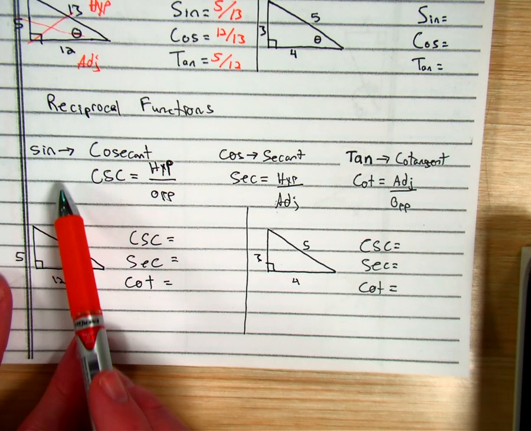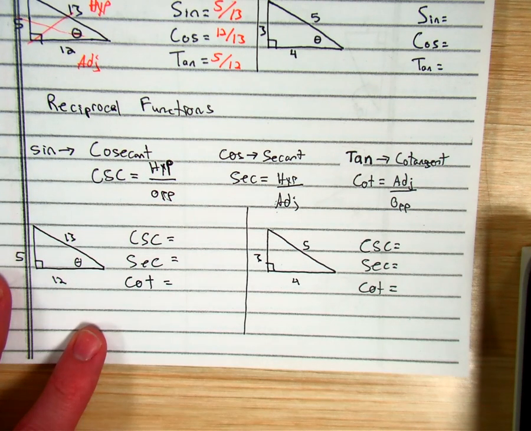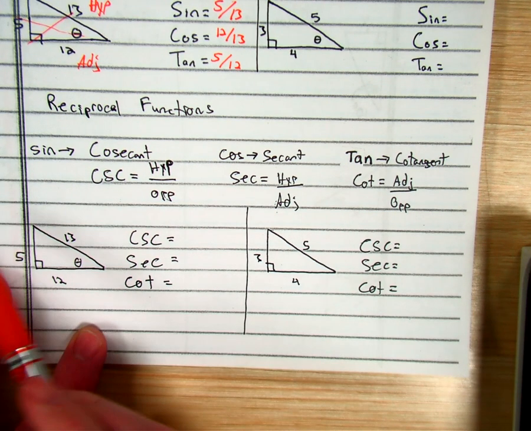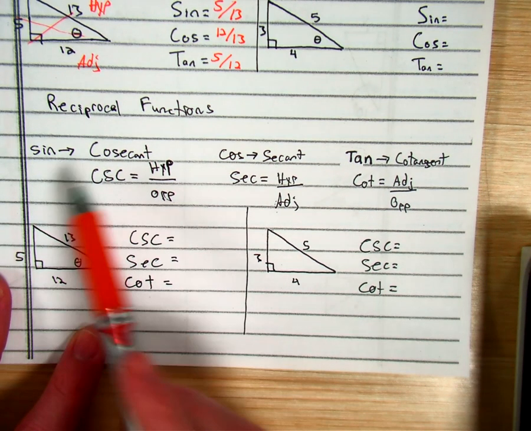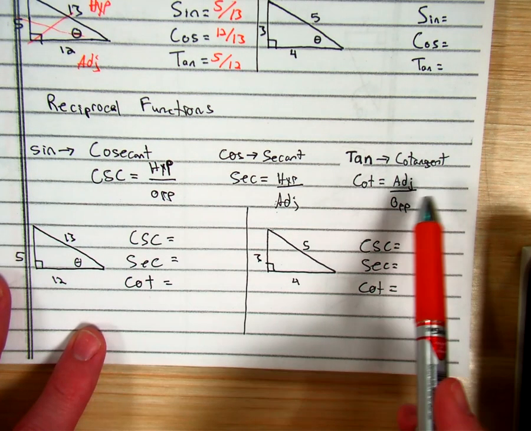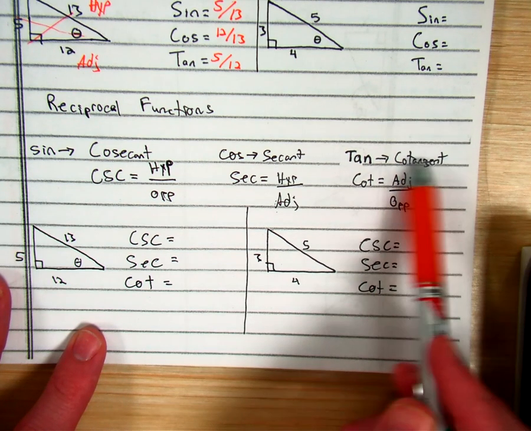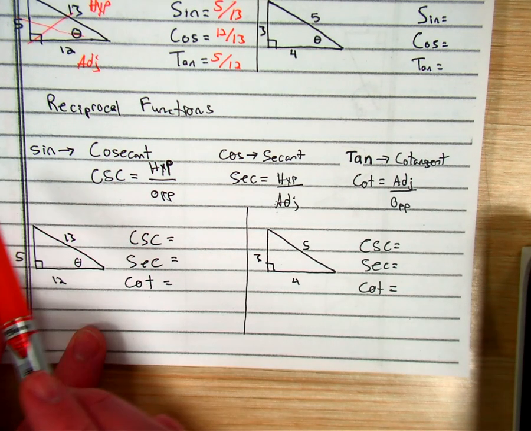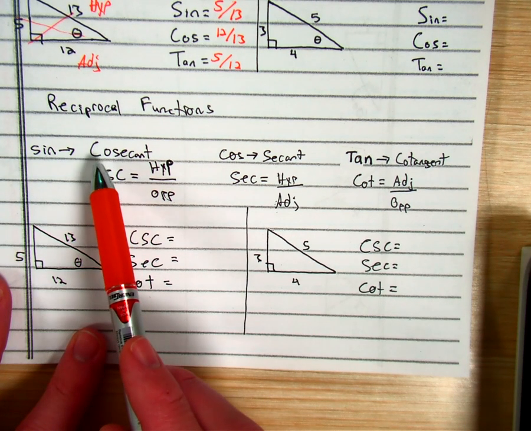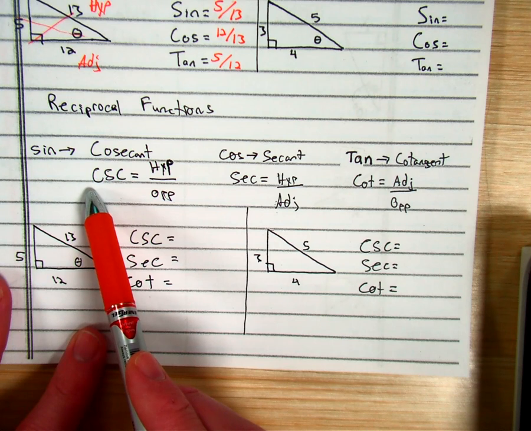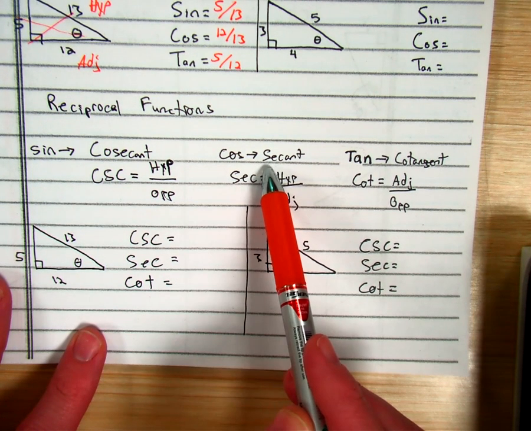With each set of partners here, one of them starts with an S, one of them starts with a C, and the other one doesn't. First, cotangent and tangent: people usually don't have a tough time remembering that those two are partners. Sine starts with an S, so its partner will start with a C, cosecant. Cosine starts with a C, so its partner will start with an S, secant.